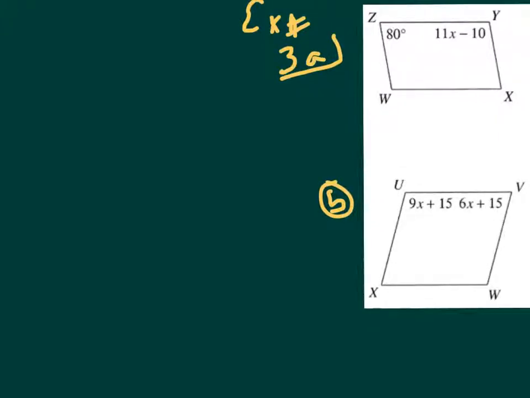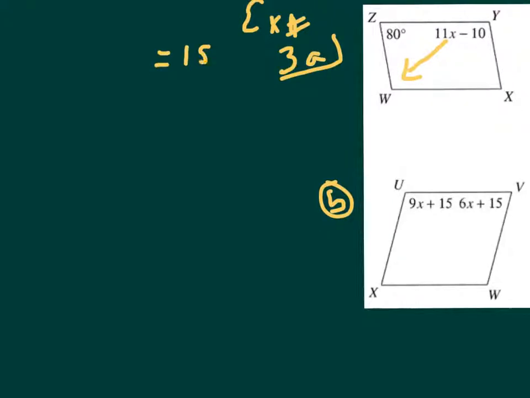Sometimes it's pretty simple. You have to know if you have sides across from each other or if you have sides next to each other. If they're next to each other like they are here, all you have to do is add them up and set them equal to 180.